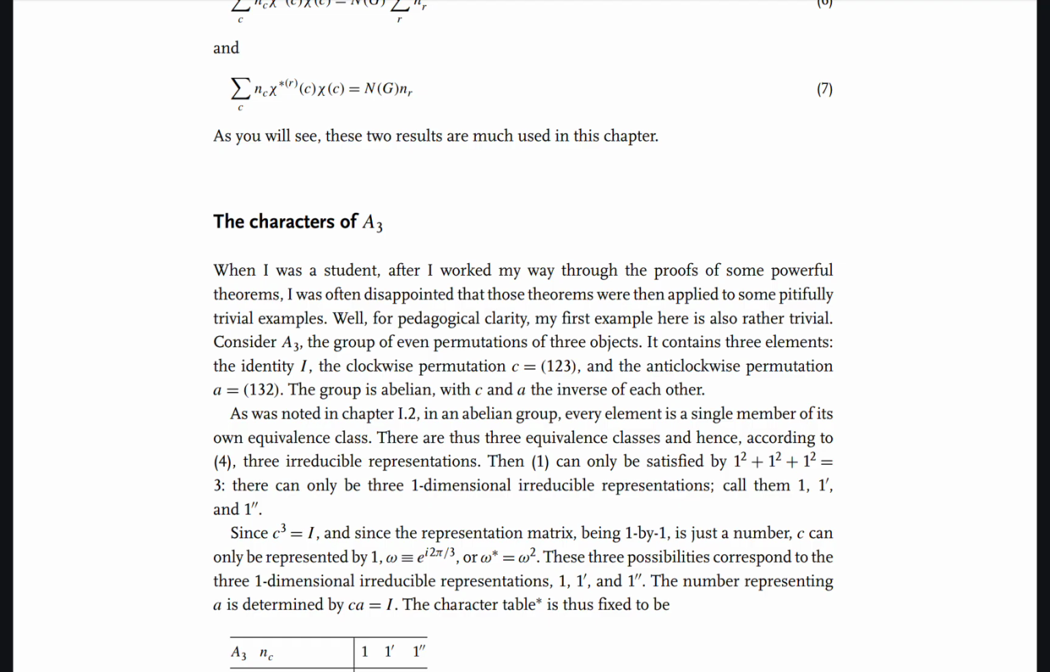So what is the question? Consider A3, the group of even permutations of three objects. Even permutations. Fine. It contains three elements: the identity, 1, 2, 3, and the anti-clockwise permutation 3, 1, 2.